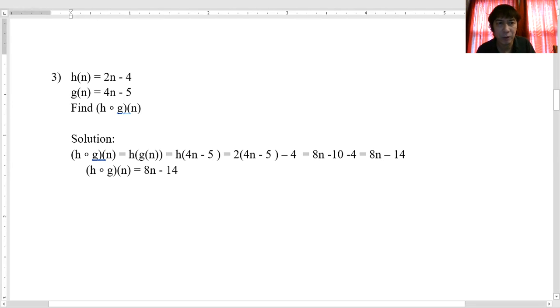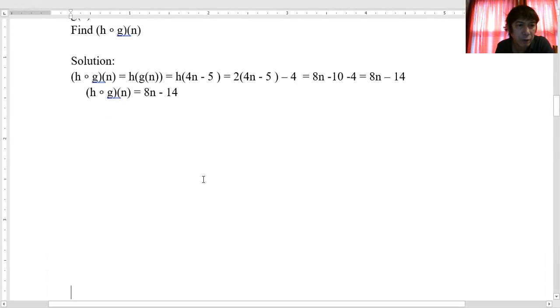Okay, so you only have to multiply this. You can see this is 2n, that means 2 times the h. All right, 2 times the equivalent of the g, I mean. So that's 2 times 4n minus 5 and then minus 4. Then we multiply this, that's 8n minus 10 and then minus 4. And then that negative 10 and negative 4 combine to negative 14, and our final is 8n minus 14. Okay, that goes to our number 3 example. All right, let's continue with the next, number 4.